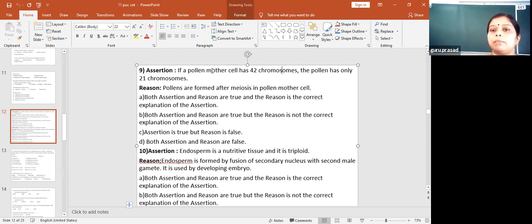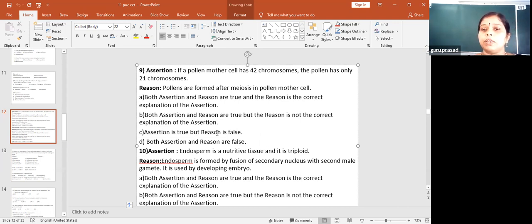Why this happens here means pollens are formed after meiosis inside the pollen mother cell. So this is a correct explanation, correct reason. Okay, so option 1 is correct, but let's see the other options also. Both assertion and reason are true, but reason is not the correct explanation of the assertion. No, that's wrong, because the reason is giving the correct explanation for the assertion here. So that's why option B is wrong.